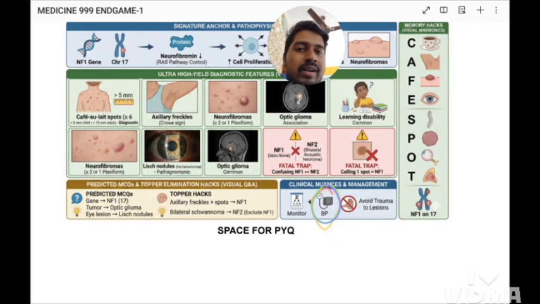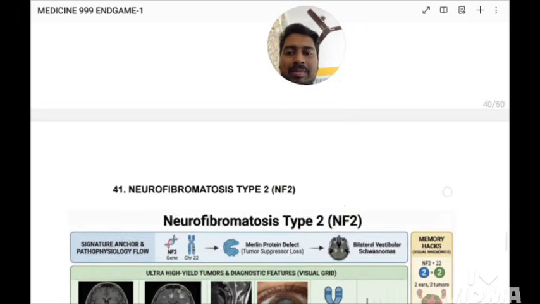And second, you have to monitor for hypertension. And avoid trauma to these lesions, basically to neurofibromas. So these are the basic things that you need to know. Most of the questions will be on these café-au-lait spots and the chromosome number.